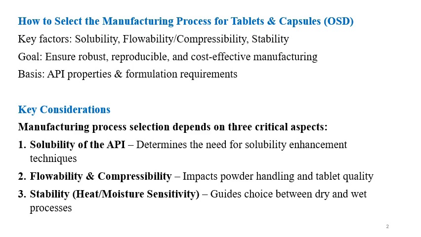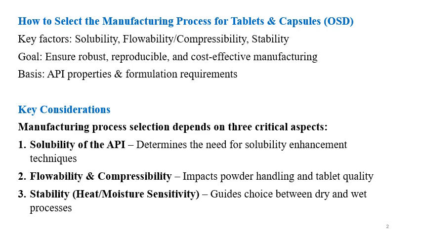Because solubility will impact dissolution, dissolution will impact the bioavailability. Flowability and compressibility will impact the processability and the ease of manufacturing. And stability will impact the quality throughout the shelf life. The goal of the manufacturing process selection is to ensure that the process is robust, reproducible, and cost effective. And the basis for this is API properties and the formulation requirements.